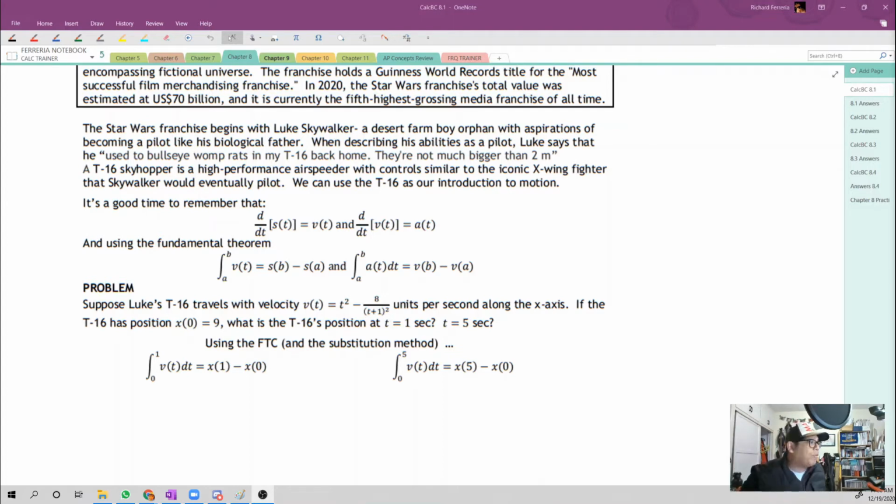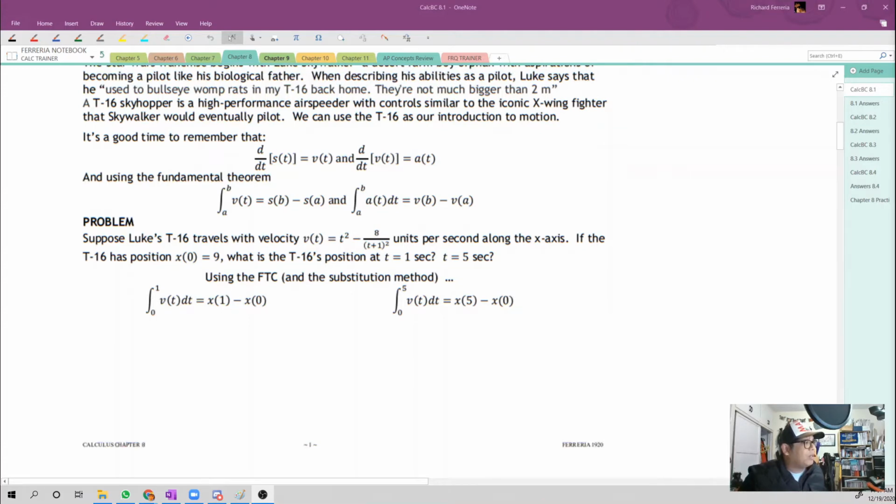More carefully reading, the integral of a velocity function dt is equal to the position at b minus the position at a. We're all familiar with how this works by now because we've taken integrals of all sorts of things. Here in our problem, Luke's T-16 travels with a velocity of t squared minus 8 over (t plus 1) squared units per second along the x-axis. If the T-16 has position x0 at 9, what is the T-16's position at t equals 1 and then at t equals 5? We're meant to use the fundamental theorem of calculus and the substitution method.